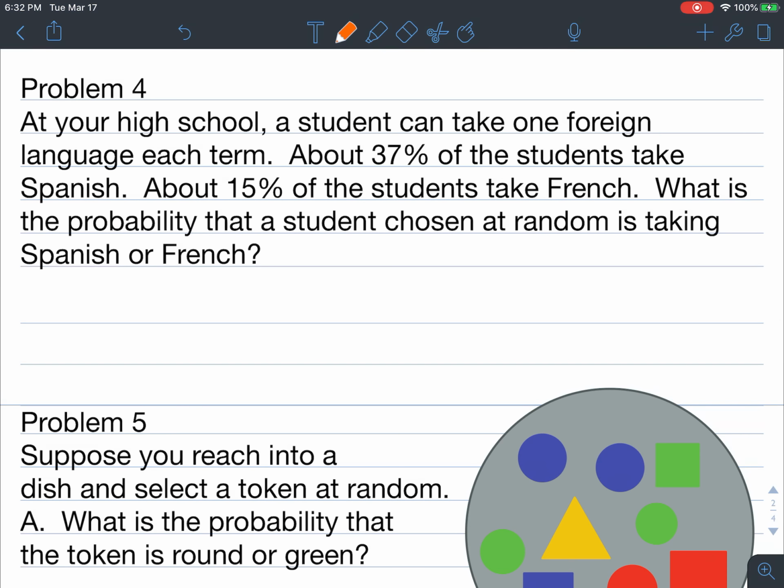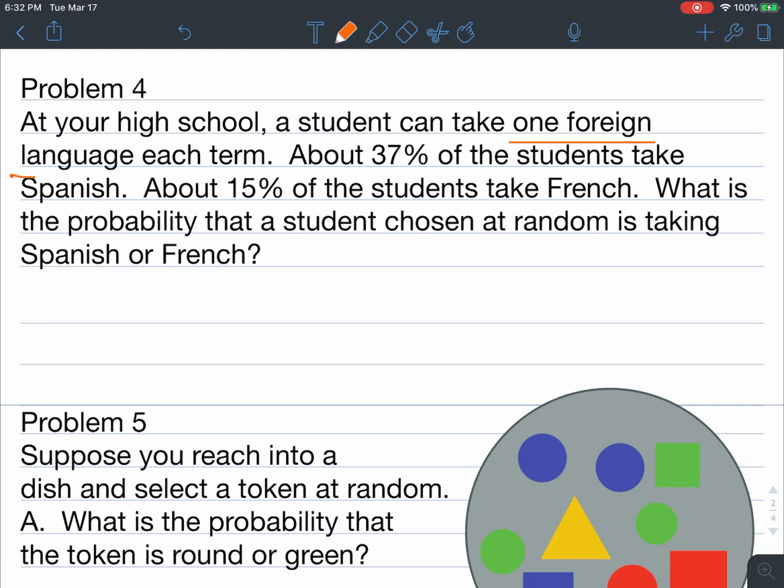Okay, problem 4. At your high school, a student can take one foreign language each term. About 37% of the students take Spanish, and 15% of the students take French. What is the probability that a student chosen at random is taking Spanish or French? So the first question has to be, are these mutually exclusive? Do they have anything in common? Do they share anything? Well, in some schools, yes. In our school, you can take Spanish and French at the same time.